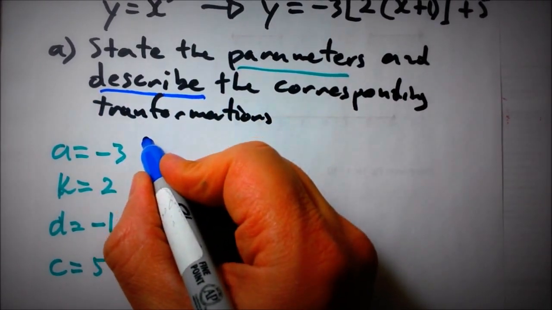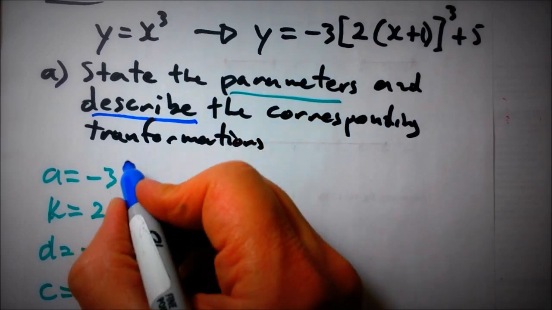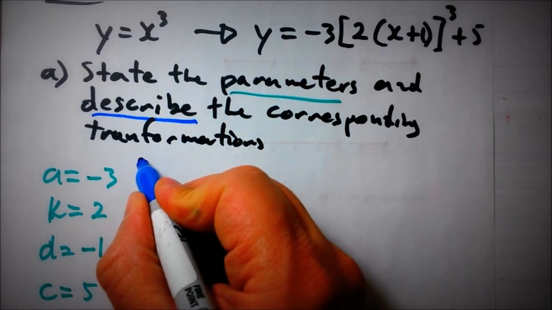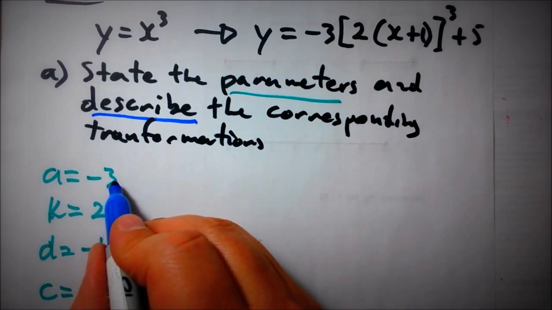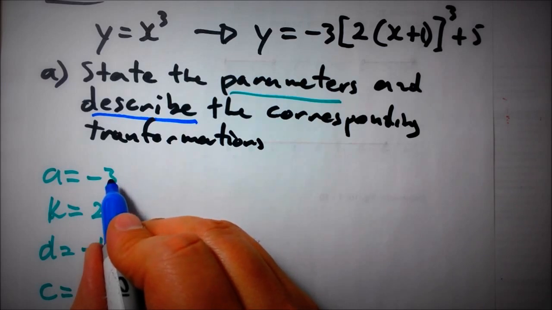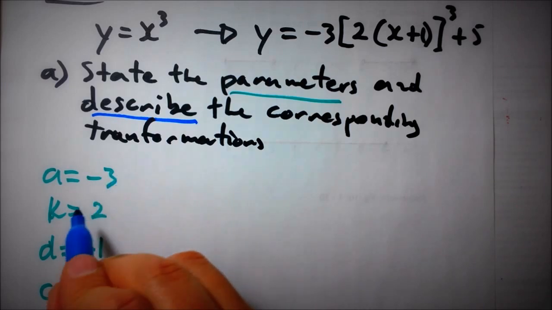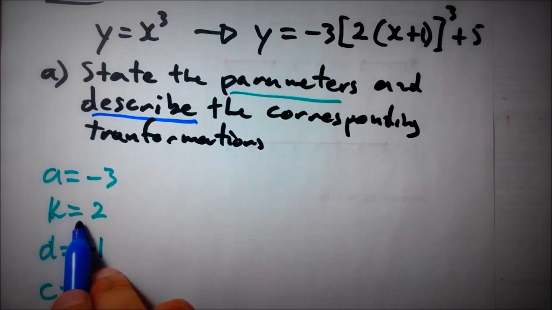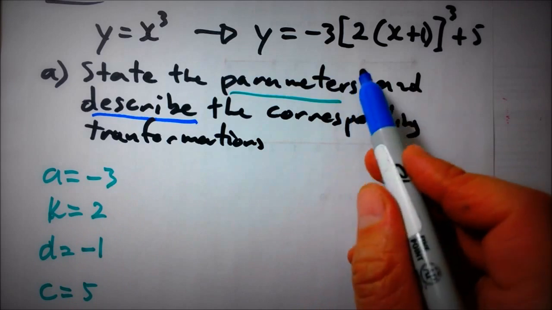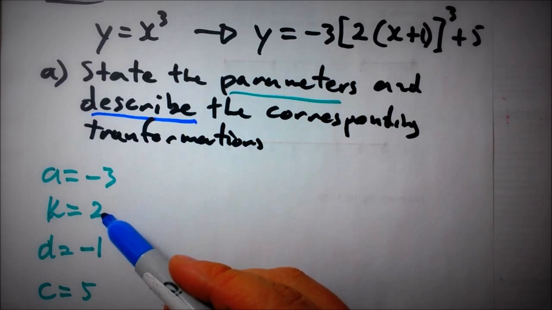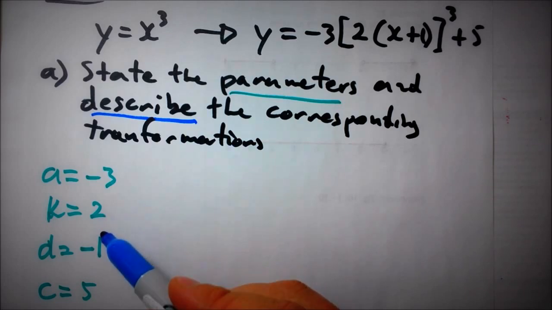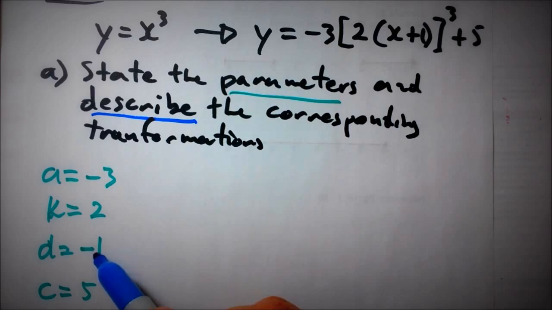So we can say that the function has been stretched vertically by a factor of 3. There's also a reflection on the x-axis because it's negative. Also because of K, we know that the parent function has been compressed horizontally by a factor of 1 over 2. It has also shifted 1 unit to the left horizontally, and has shifted 5 units up. So let's start writing these down.